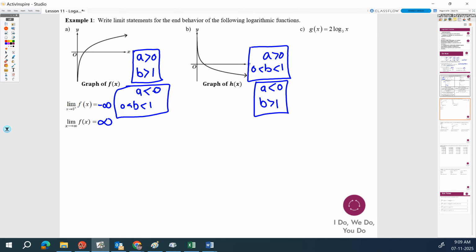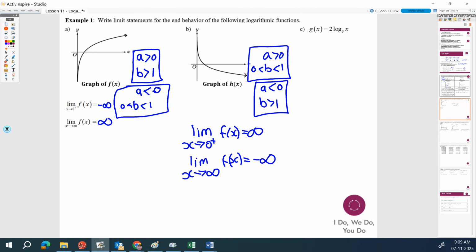Here in the second one, we have our limit as x approaches 0 from the right-hand side of f of x. This is going to go towards infinity. And then we would have our limit as x goes towards infinity of f of x is equal to, and it will just keep going down towards negative infinity.